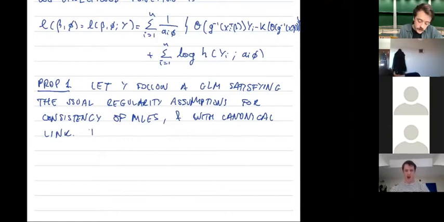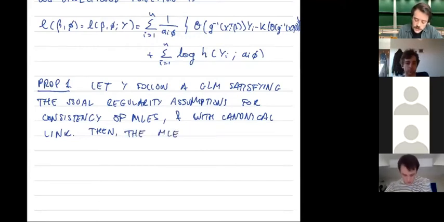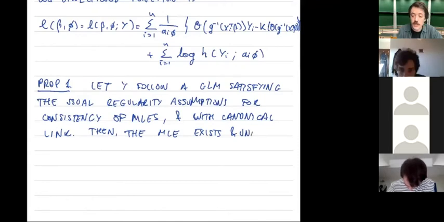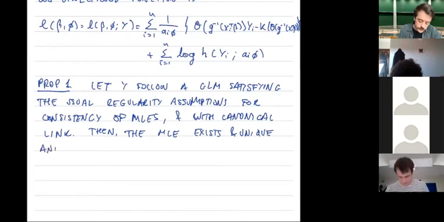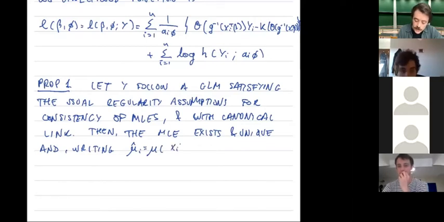And so if we have these two things, then the MLE exists and is unique, actually. So the canonical link will give us the uniqueness. And it's unique. And writing mu_i hat equal to the mu function evaluated at the linear predictor, but now at the MLE beta hat. Maybe I should have said the MLE beta hat. Okay, the beta hat.